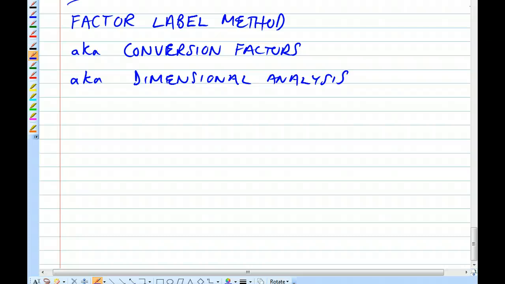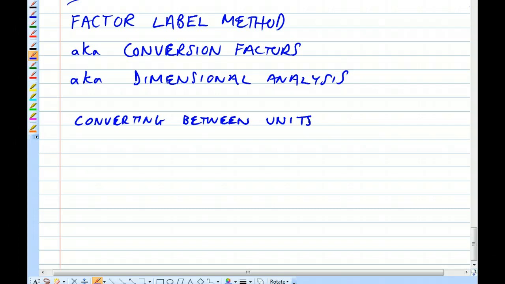Dimensional analysis, whatever you call this, it's the same idea. What we're doing is converting between units.